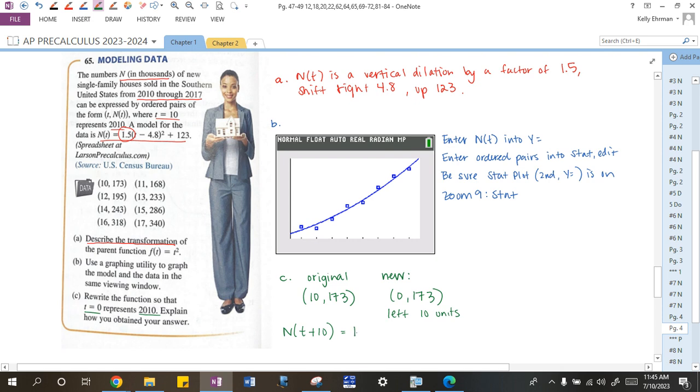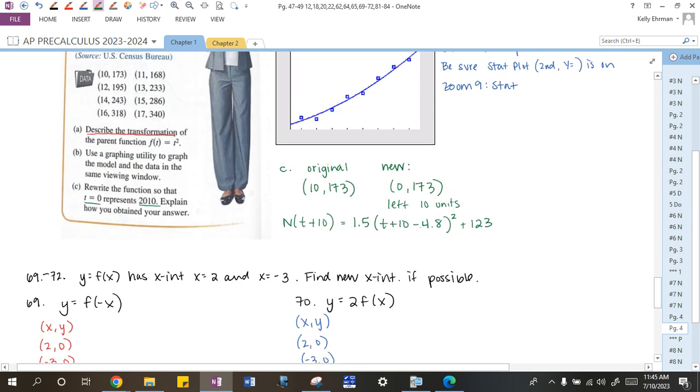So that's just taking n of t, plugging in t plus 10 in for that t right there, minus 4.8 squared plus 123. Now I would clean this up. 10 minus 4.8. So 10 minus 4 is 6. 6 minus 0.8 is 5.2. So 1.5 times t plus 5.2 squared plus 123. So this would be my new n of t model. I'm just going to call it n of t new or something.